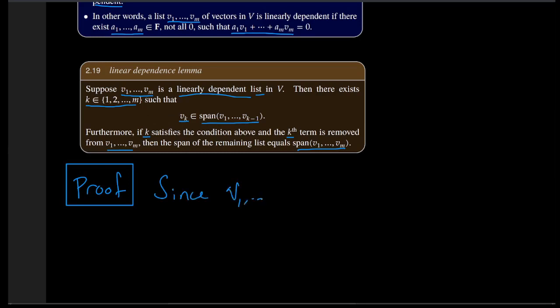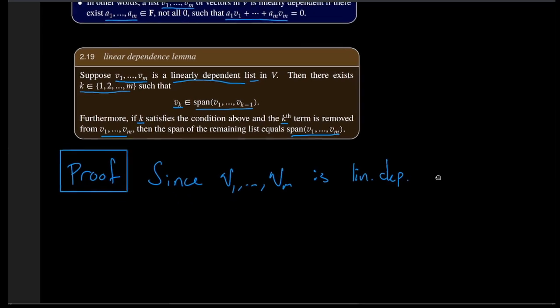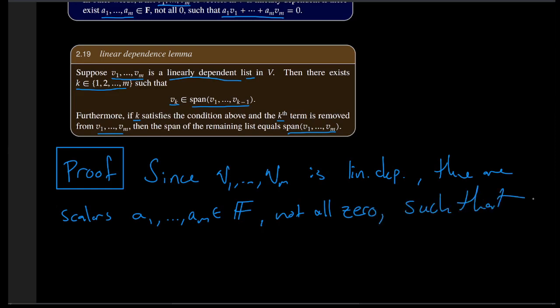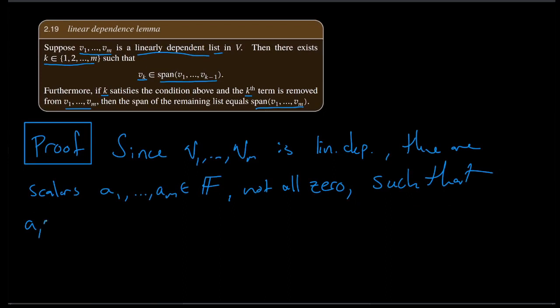Since v1 through vm is linearly dependent, which I'll write as lindep just to save myself a little bit of time, there are scalars, field elements, a1 up through am in the field, not all zero, such that a1 v1 plus dot dot dot all the way up to am vm, that linear combination is equal to 0.